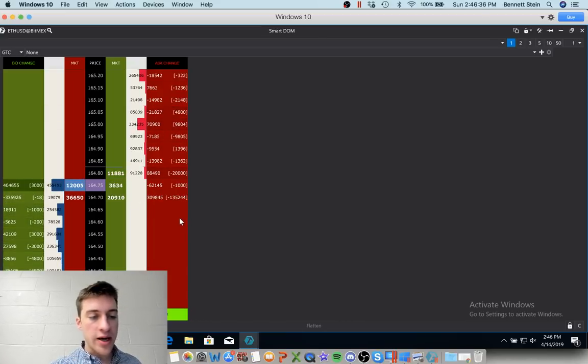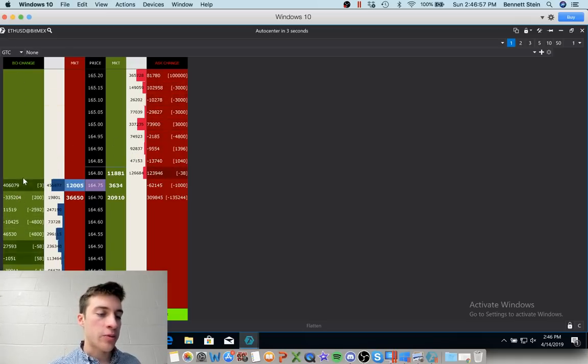And then the final way, and this is a little bit more advanced, but I do want to mention it before I move on to the other stuff, is there is a third way to read the DOM, and that's by looking at the bid change and the ask change. Now, you don't need to focus on this if you're just new and just want to look at market orders versus limit orders. That's A-okay. It is necessary to understand these, though.